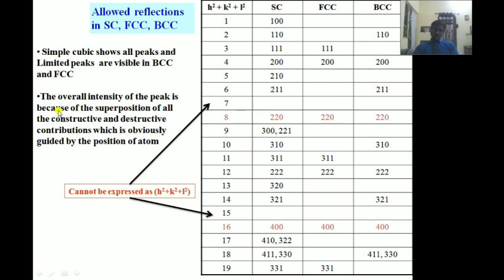That means the overall intensity of the peak is because of the superposition of all the constructive and destructive contributions, which is obviously guided by the position of the atoms. That means this reflection totally depends on the position of atoms only. But among these allowed reflection planes, 7 and 15 are missing because they cannot be expressed in terms of h square, k square, l square. So keep this key parameter in your mind. 7 and 15 cannot be expressed as h square plus k square plus l square, so these reflections are not possible.